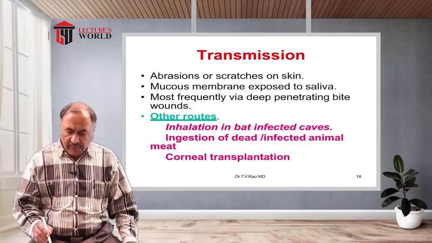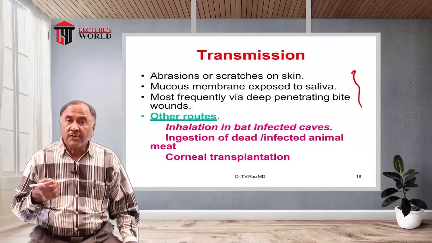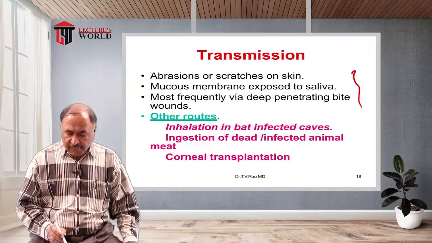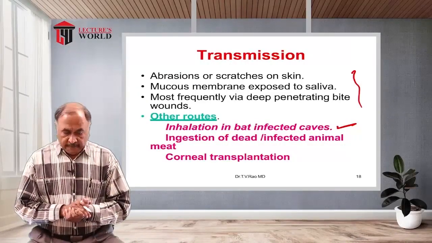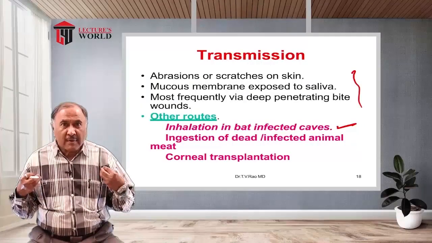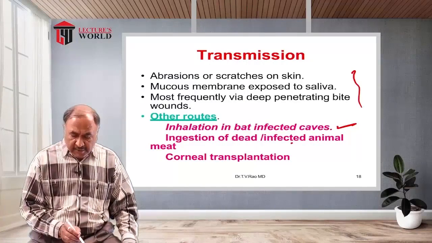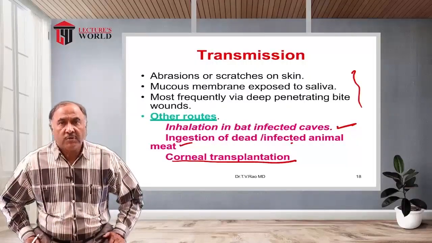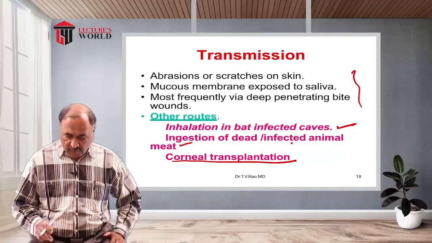Apart from this, the other routes include inhalation of infected droplets. So inhalation in the case of bats, which normally hang in caves, through their droppings or through their infected air, or ingestion of dead or infected animal meat, or even corneal transplantation, has been found to be able to transmit this viral disease.